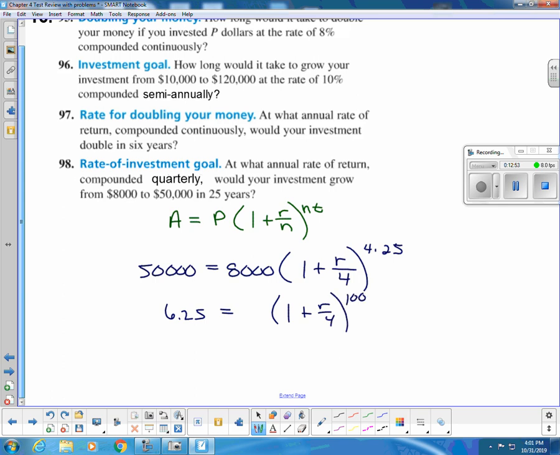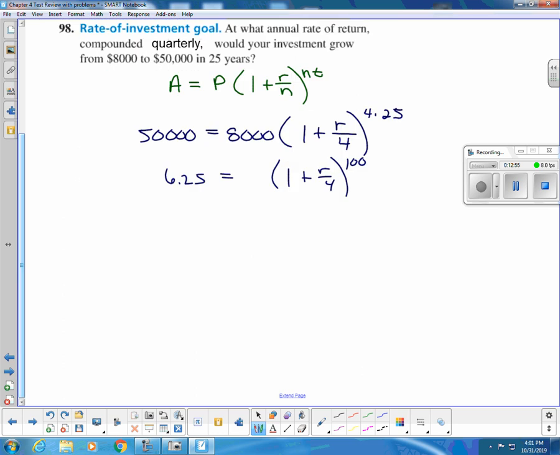We do not have an exponent that is a variable, so we do not have to do logs. Everything in the chapter is not just logs. So we want to get rid of the 100, so we're going to raise this side to the 100th power. That would cancel that 100 power on the right, and we really don't need the parentheses anymore. Then to get rid of the 1, we subtract by 1. And to get rid of the 4, we're going to multiply by 4.